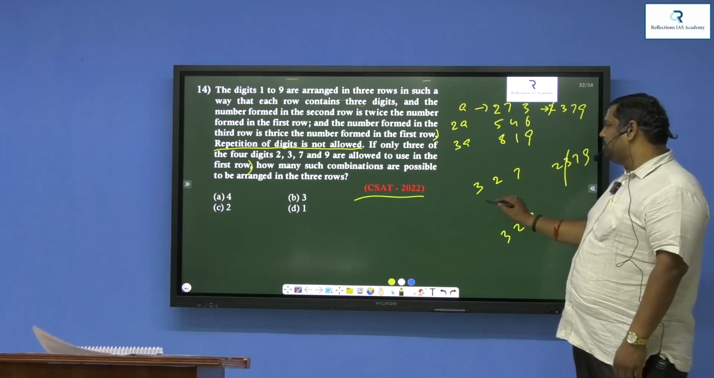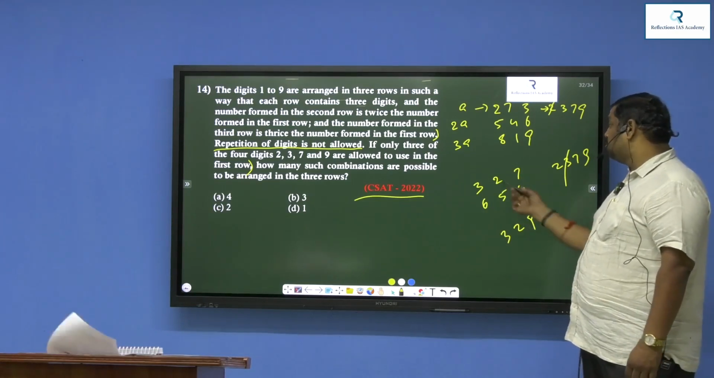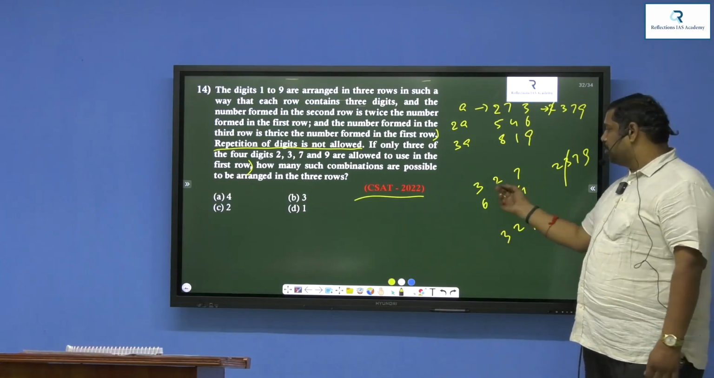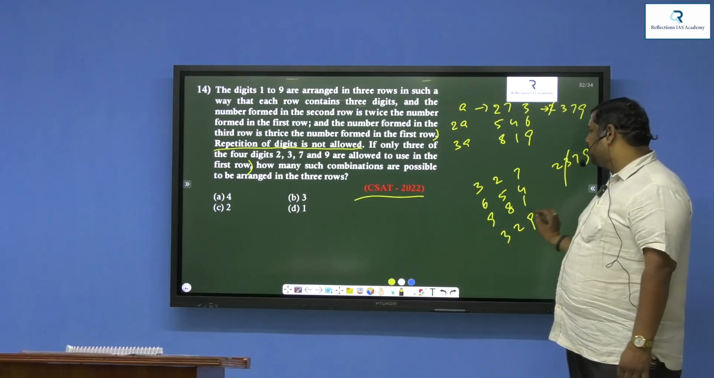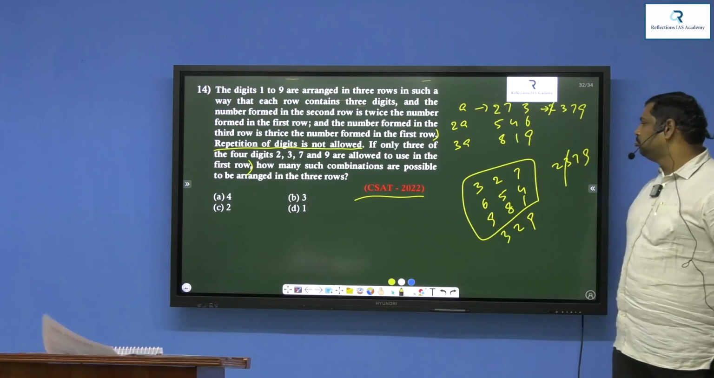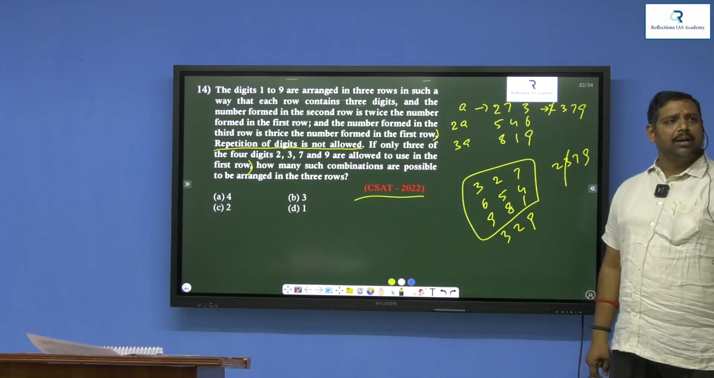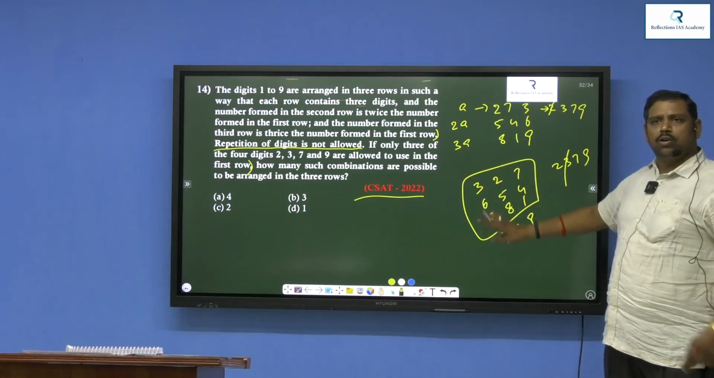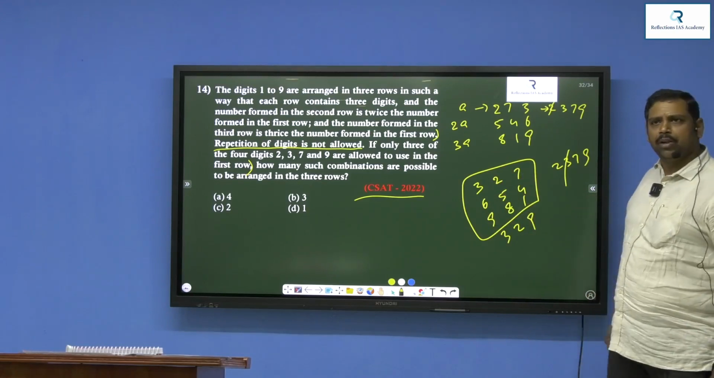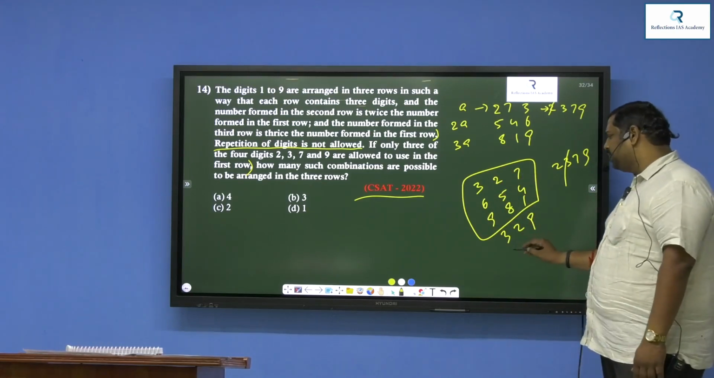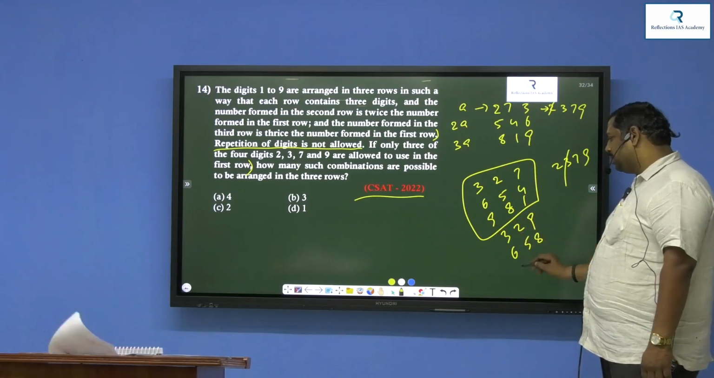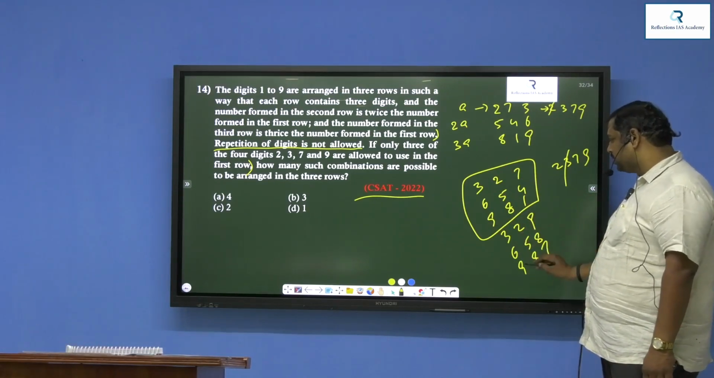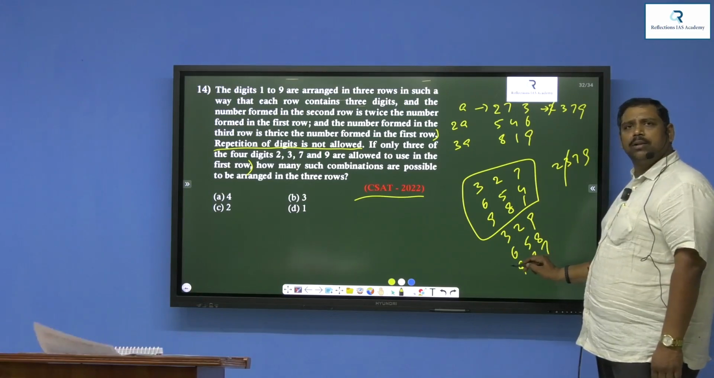Okay, 327 double means 654. Oh, no repetition. So far happy. Triple means 981. Anything repeated or not repeated? So is it a possibility? You got 2 possibilities so far. Keep it aside. Okay, go to the next one. 329 double means 658. Nobody repeated. Triple means 987. Sir, 9 repeated, sir. Possible or not possible? Not possible.